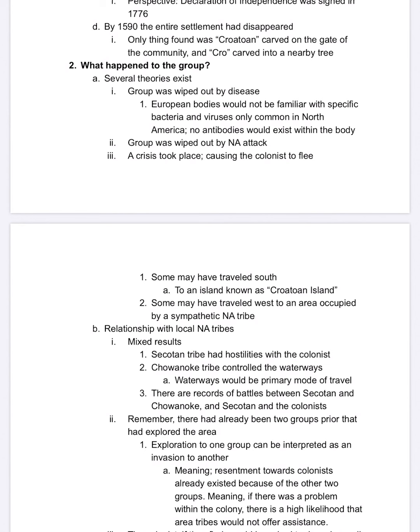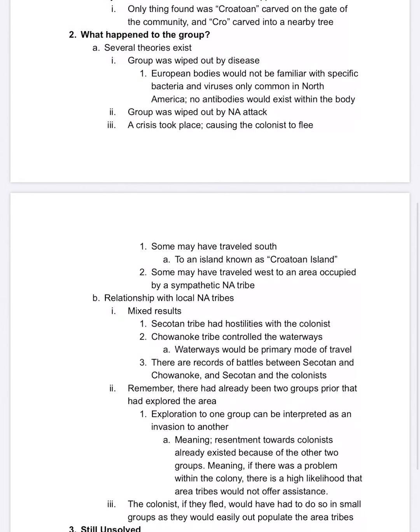Just fun fact. By 1590, the entire settlement, though, had disappeared. So in 1587, this third group of explorers with women and children and families come to this island off the shore of North Carolina to create a settlement. Three years into their settlement, when people came to Roanoke, they discovered that everyone had disappeared. Now note, we're not saying they died. There were no bodies to be found, but everyone was gone.